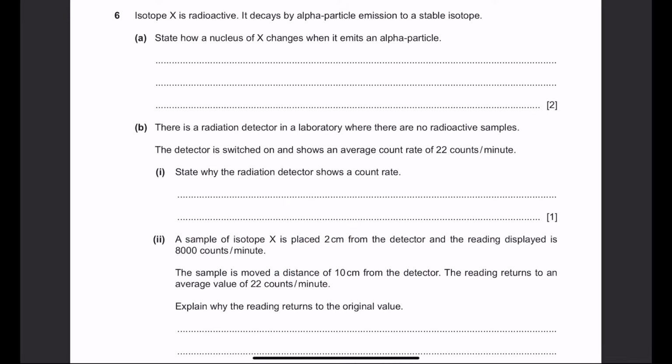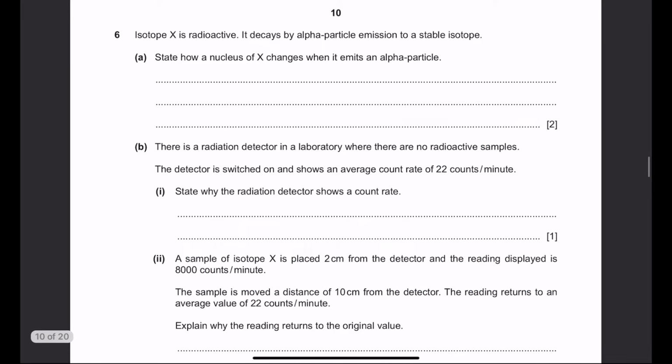To question number 6. This one is from nuclear physics and radioactivity. So we have a radioactive isotope X and it decays by alpha emission and becomes a stable isotope. They're saying what changes happen when it emits an alpha particle. Well, you must know that an alpha particle consists of 2 protons and 2 neutrons. So that's the change that occurs in the nucleus. It loses 2 protons and 2 neutrons.